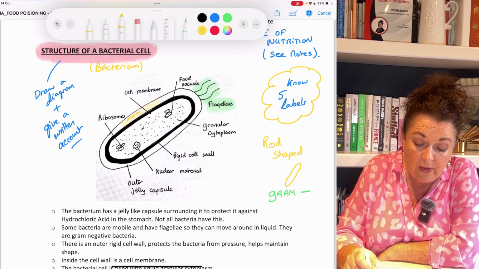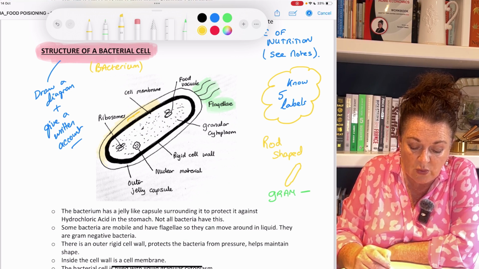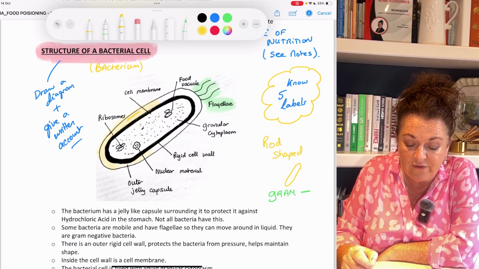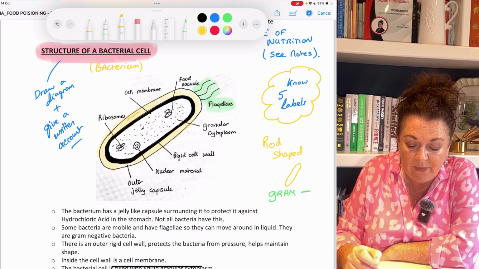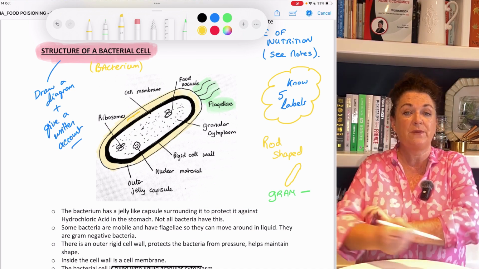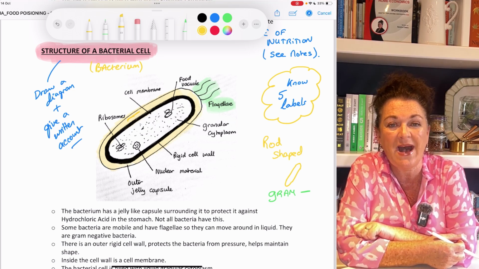So the bacterium has also a jelly-like capsule. Now, not all bacteria have this jelly capsule, but certainly those that do, its purpose or its function is to protect the bacteria when they get to our stomach. In our stomach, we have what's called hydrochloric acid.